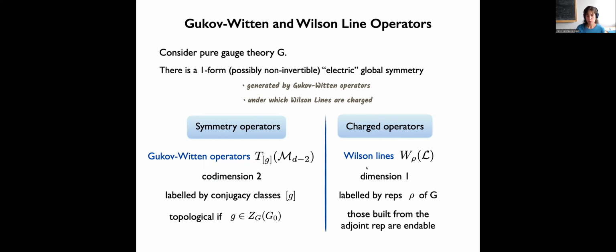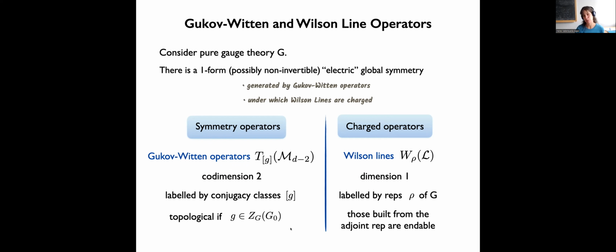Now, the charge operators are Wilson lines. They are labeled by representations of the gauge group, and those that are built from the adjoint representation are already endable. It's like they can end on the gluons, but those that are not built from the adjoint are not endable in pure gauge theory.